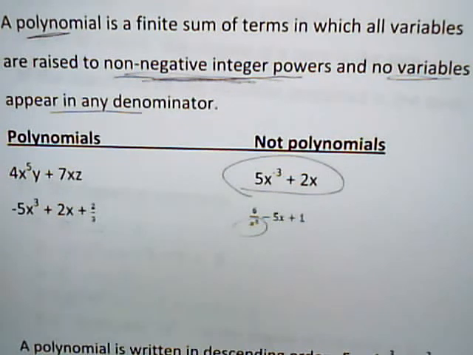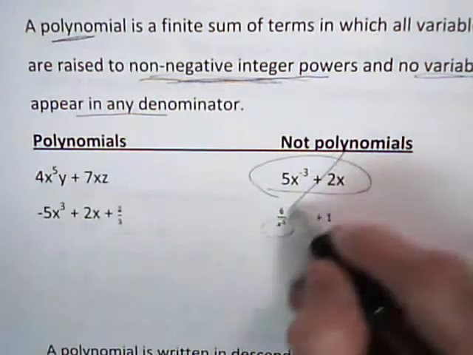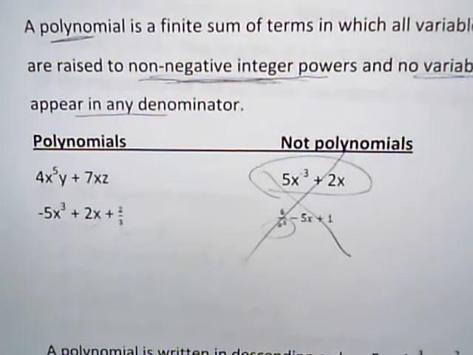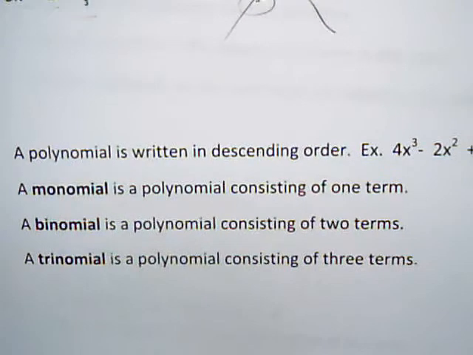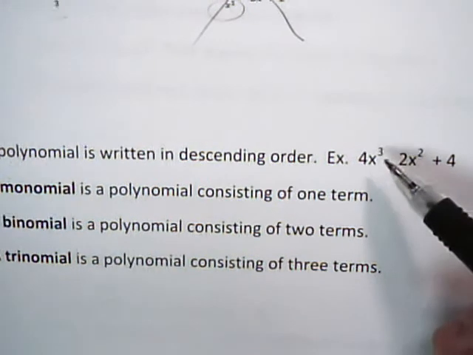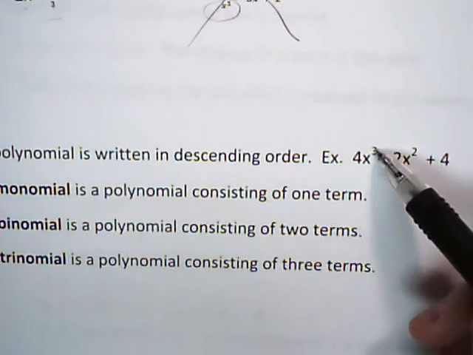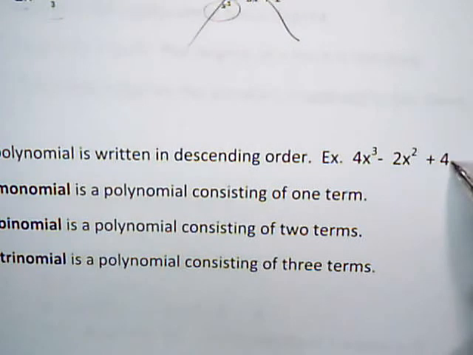Now, to be very honest with you, we're going to be working with polynomials. So we're not going to be working so much with these that are not. You're going to hear some terms over and over and over, and you've already heard them. A polynomial is written in descending order. Now, when we mean that, we mean according to a variable, you're going to go from the highest power down, from the cubed term to the squared term to the constant term.